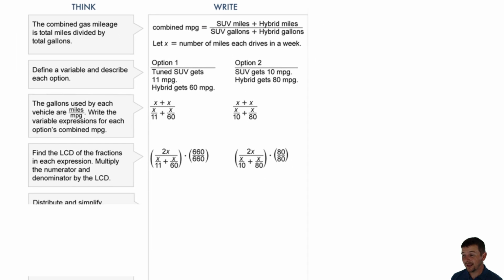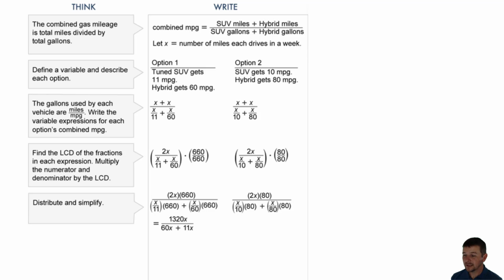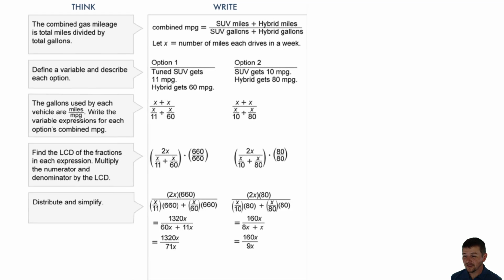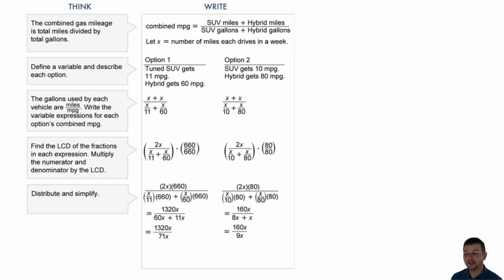So we think, distribute, and simplify, and we do just that. We multiply by 660 over 660 on the left, and 80 over 80 on the right, and work to simplify. The expression on the left simplifies to 1,320x over 71x, and the expression on the right simplifies to 160x over 9x. But we're not done.